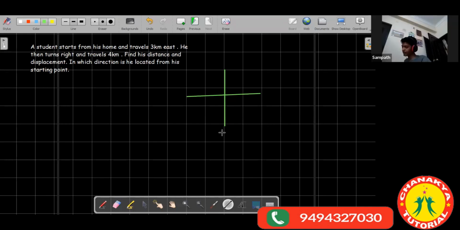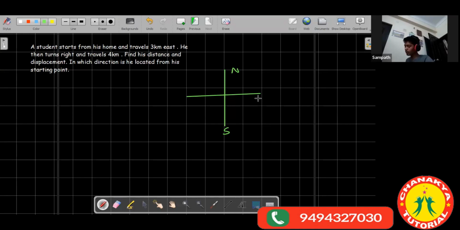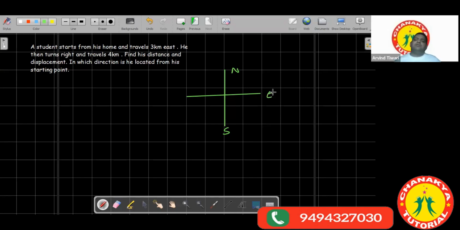The distance will be 7 kilometers. Displacement is 5 kilometers towards northeast. North, east. No, north. Check it. Check it once more. Check the direction only.